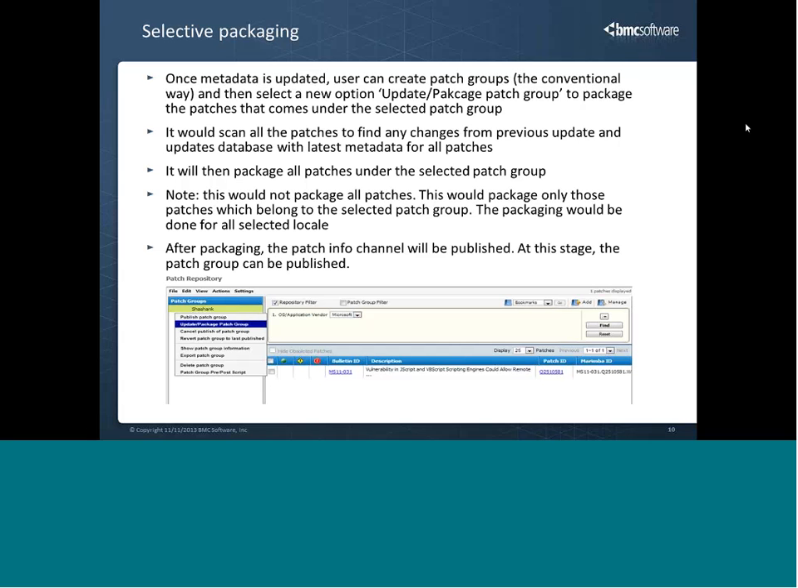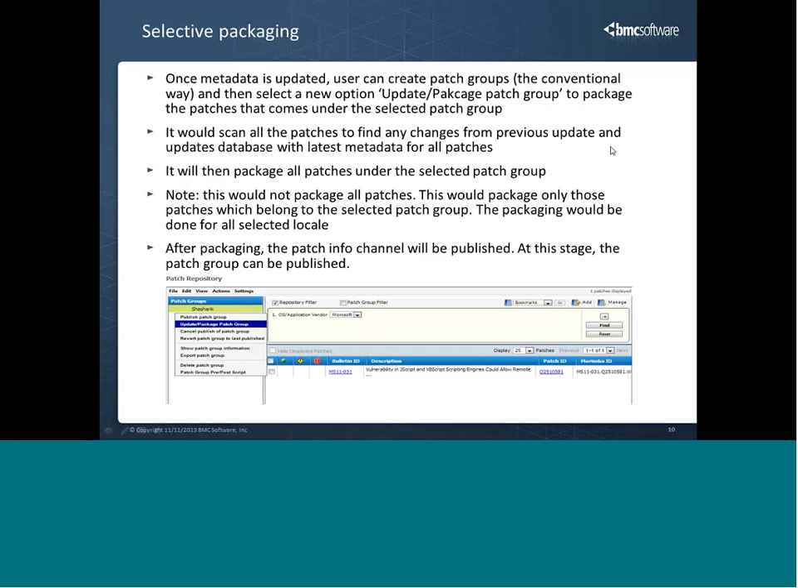The whole process takes less than 20-25 minutes, and then it will package all patches that come under a selected patch group. So in this example, if you see on the screen, there was a patch group which had only one patch. So when I do packaging, it will scan for any change, update metadata information, and it will only package this particular patch. Once this patch is packaged, the patch info channel will be published. You get a confirmation on the screen. Once you get a confirmation, the whole patch group can be published and the whole process will go as is.